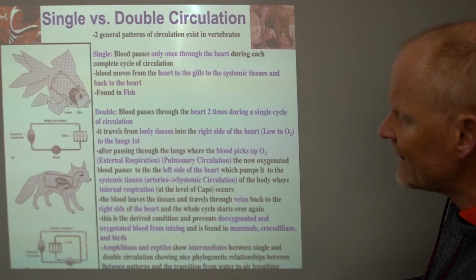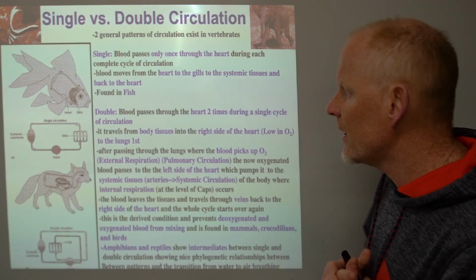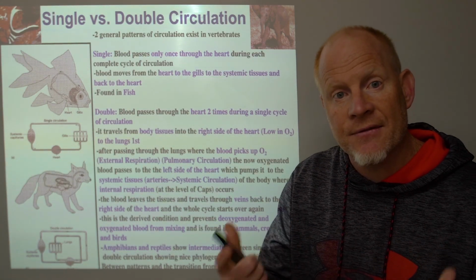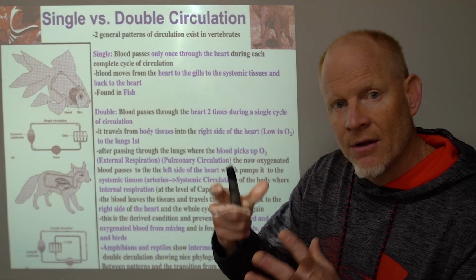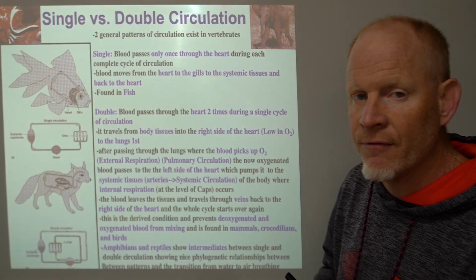Arteries, again, carry blood away from the heart. Veins carry blood towards the heart. And then you can have one loop or you can have two loops, right? And we're going to talk about how they look in the different vertebrate groups.